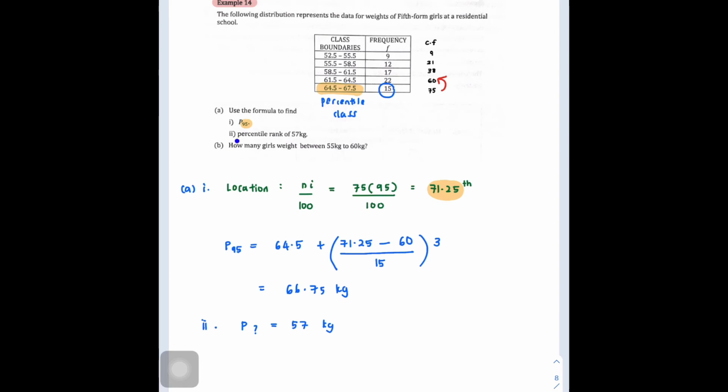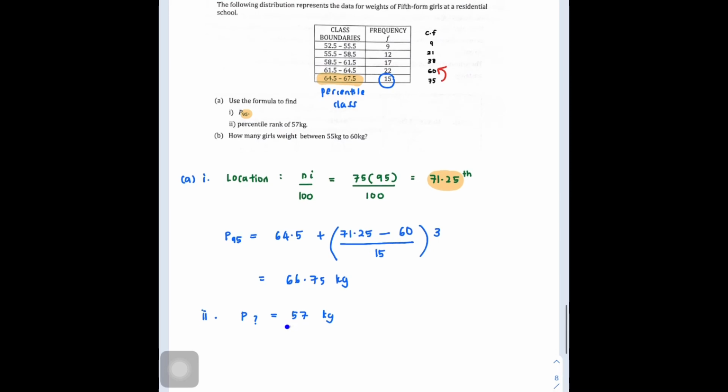The second part, percentile rank of 57 kg. So in this case, P unknown is equal to 57 kg is given. Meaning that you are given the answer, and then you have to find in which percentile. So how can you plug in the value into the formula? 57 kg. So refer to the first column. This is your column of your weight, which is in kg. So find in which class 57 kg fall.